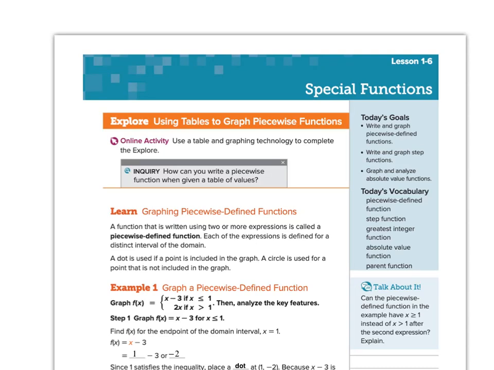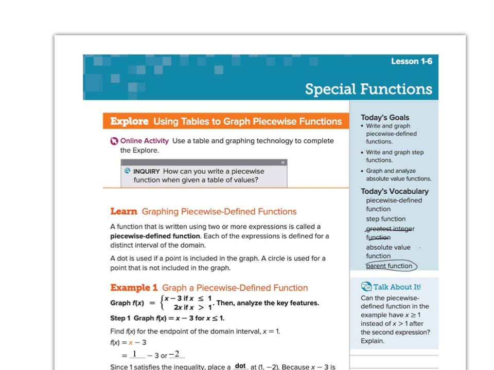As we begin looking at our initial functions here in Algebra 2, we are going to talk about our special functions, and the ones we are really going to focus on here are piecewise defined functions and step functions. We are going to skip over the greatest integer function, and then we will continue with the absolute value function, and we'll talk about the parent function.